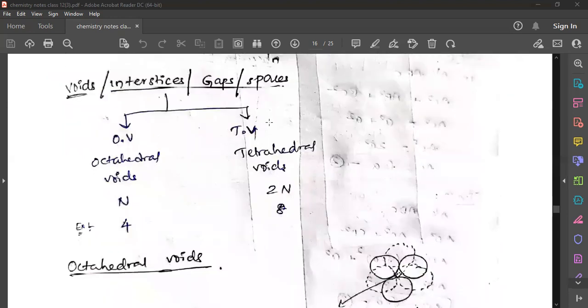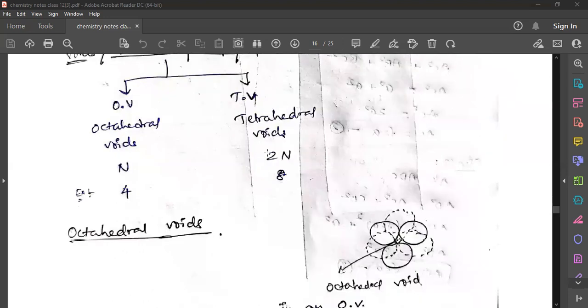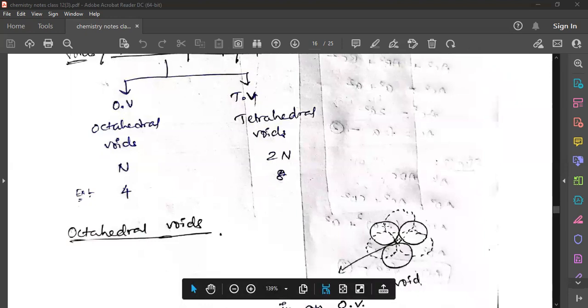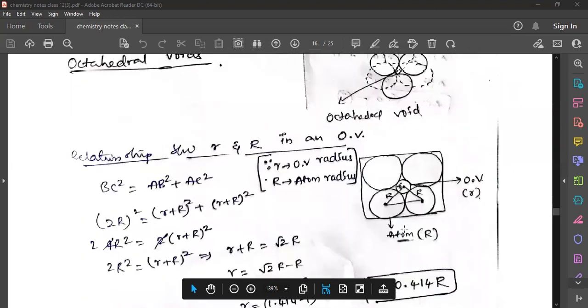And if you take n number of spheres in the given solid, the number of tetrahedral voids will be 2n and number of octahedral voids will be n. Okay. So if you take any particular octahedral void, total 6 spheres will be there surrounding the octahedral void, 3 in the above layer, 3 in the below layer.